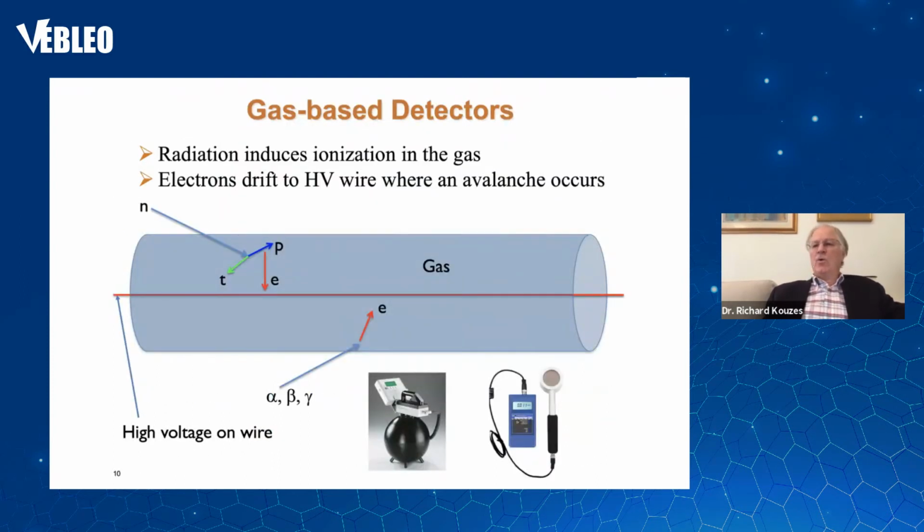But now let's talk about how we detect this radiation with instruments. You can build instruments that are gas-based or scintillator-based or solid-state-based. Those are basically the three categories of detectors.